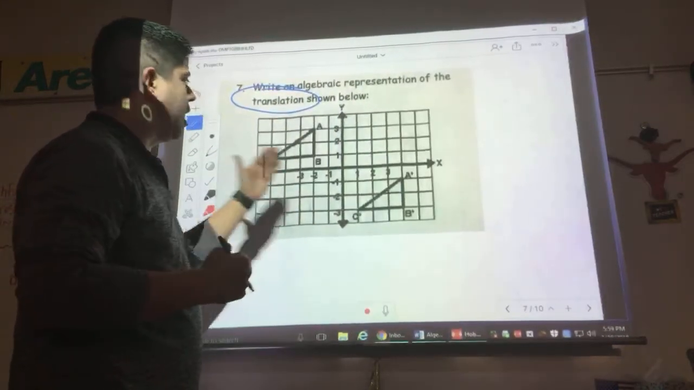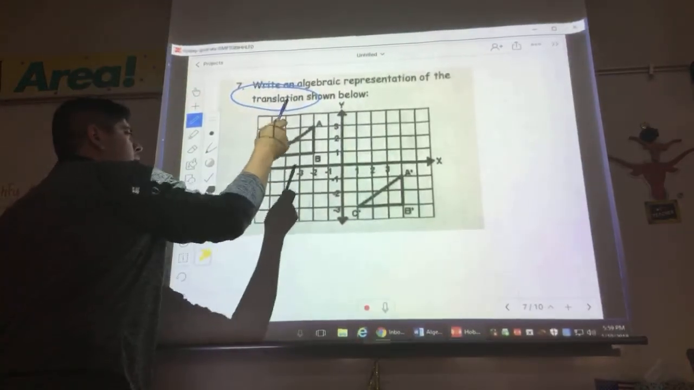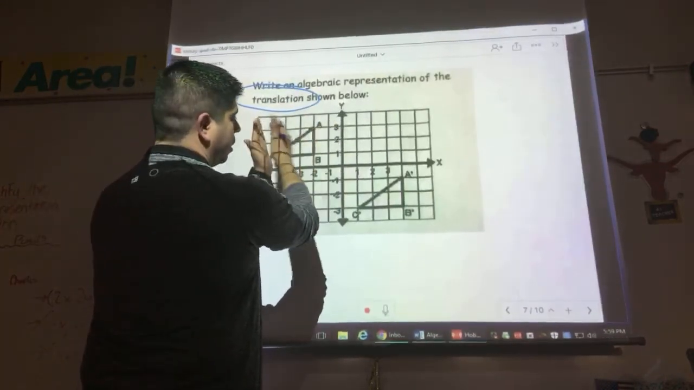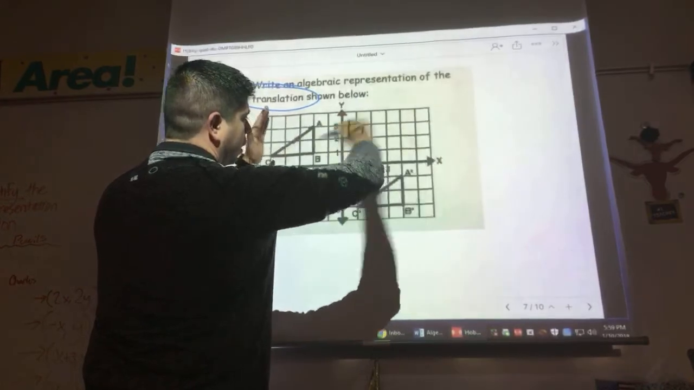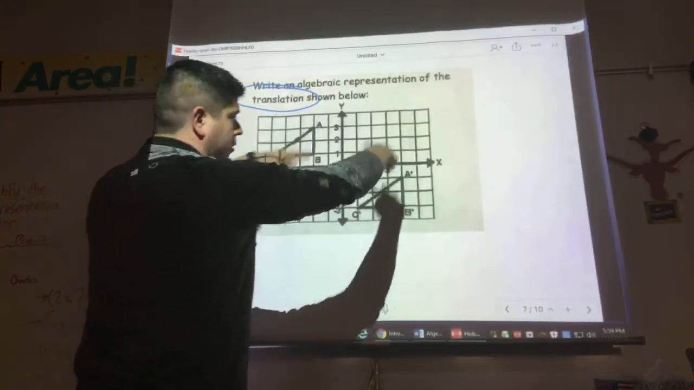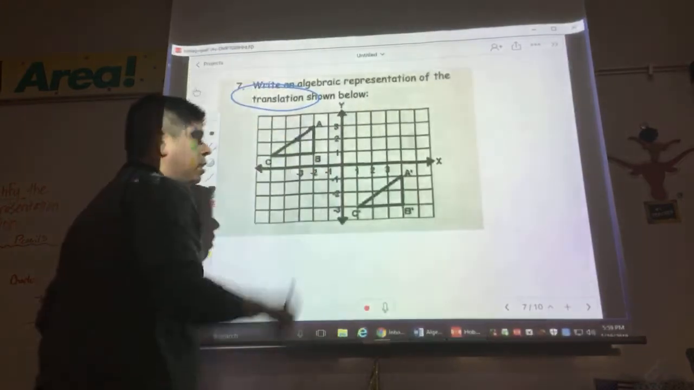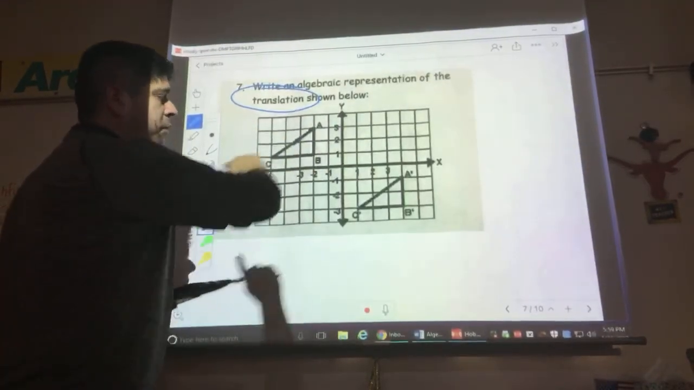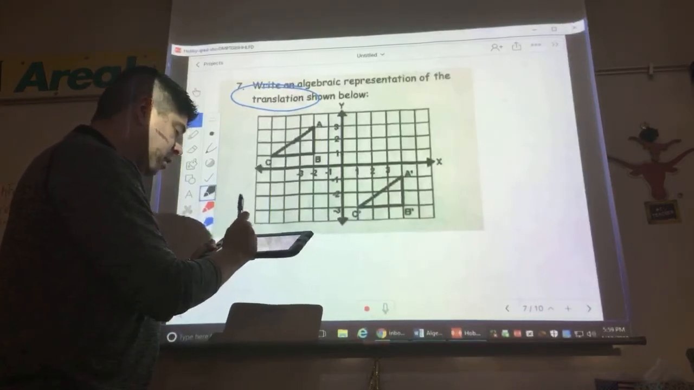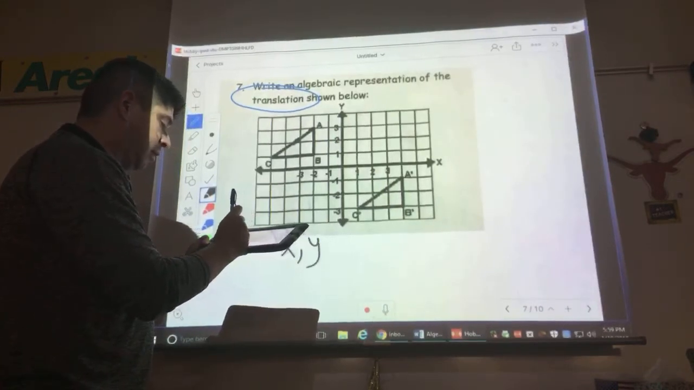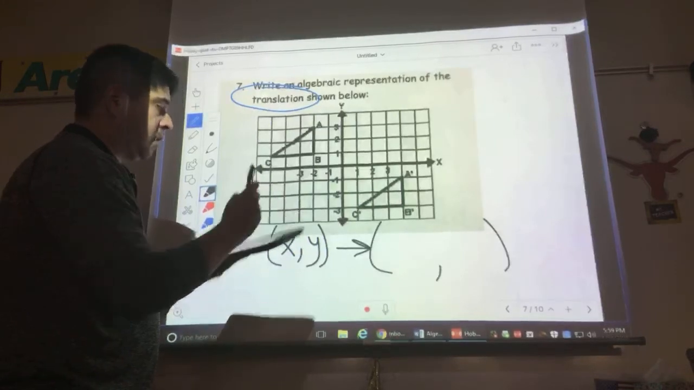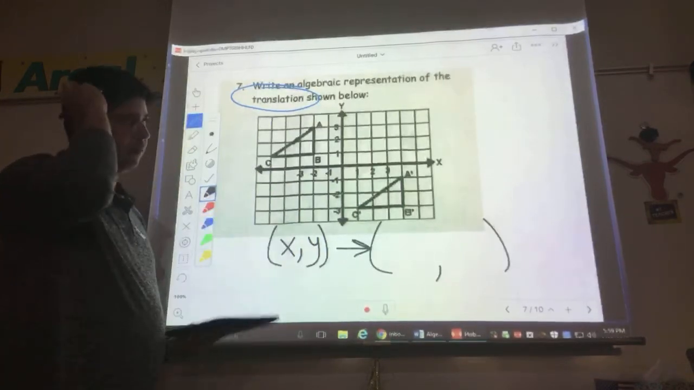All I did was slide over. So we need an algebraic representation. Every point here, the x value is moving, obviously to the right, and every point, the y value is moving down. So you're going to have to find out how much each point moves to the right and how much it moves down. Once you find that, then you can write your algebraic representation, x comma y, and that's what you're going to have to write in. Okay?